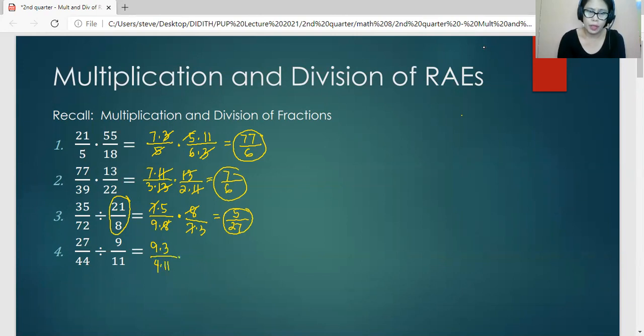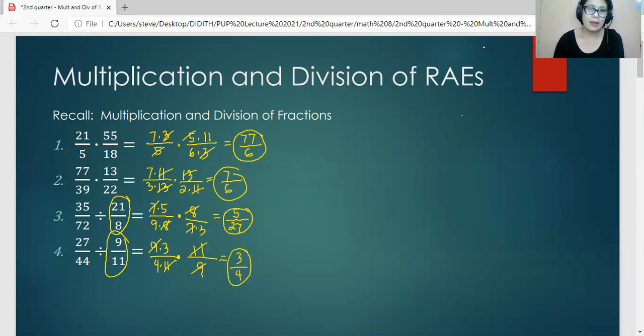We will shift to multiplication, but make sure that you interchange the positions. So 11 will be on the numerator, and the numerator will be on the denominator. Then cancel the common factor. So we have 3/4 as our final answer.